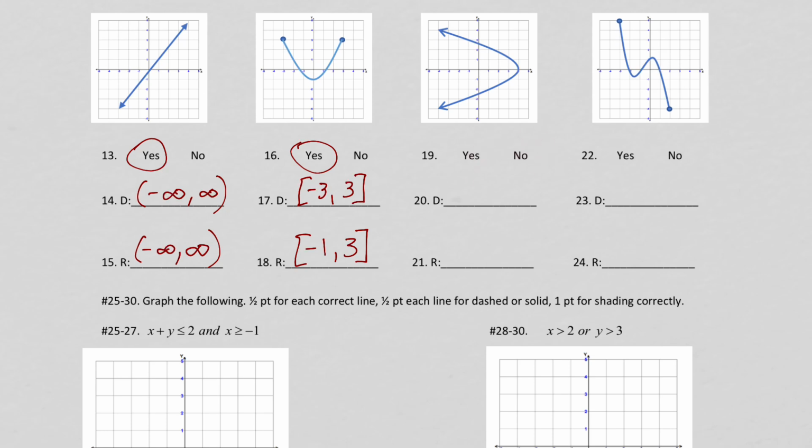This is not a function because a single vertical line could be drawn so that you intersect in more than one spot. So this is not a function. The domain is how far left you go. This is pointing to the left, so it's pointing to negative infinity.